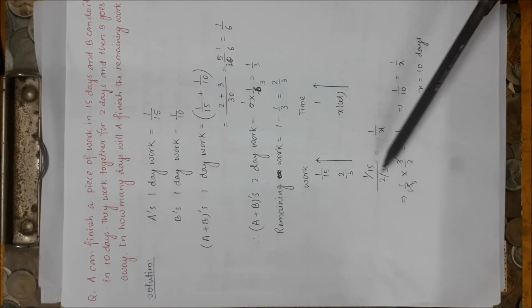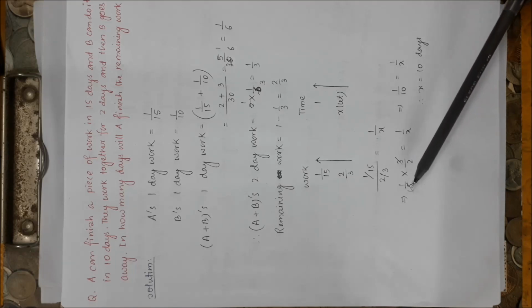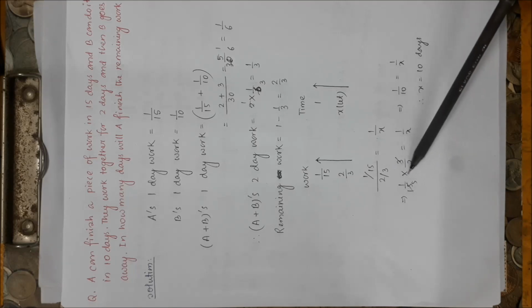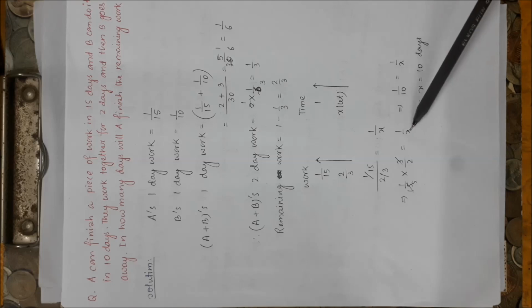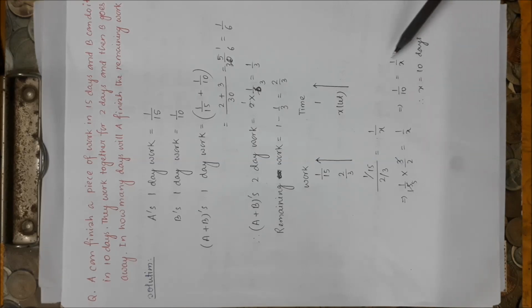So 1 by 15 by 2 by 3 equals 1 by x. So if you simplify, you will get 1 by 15 into 3 by 2 equals 1 by x. 3 ones are 3, 3 fives are 15. So 1 by 10 equals 1 by x, so x is equal to 10 days. So x equal to 10 days means A required 10 days to finish the remaining work.